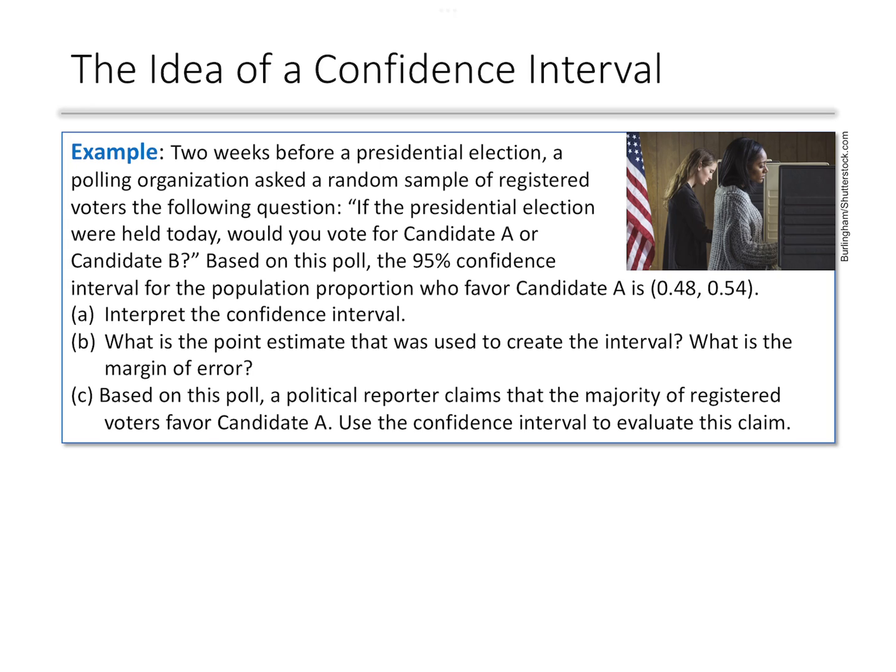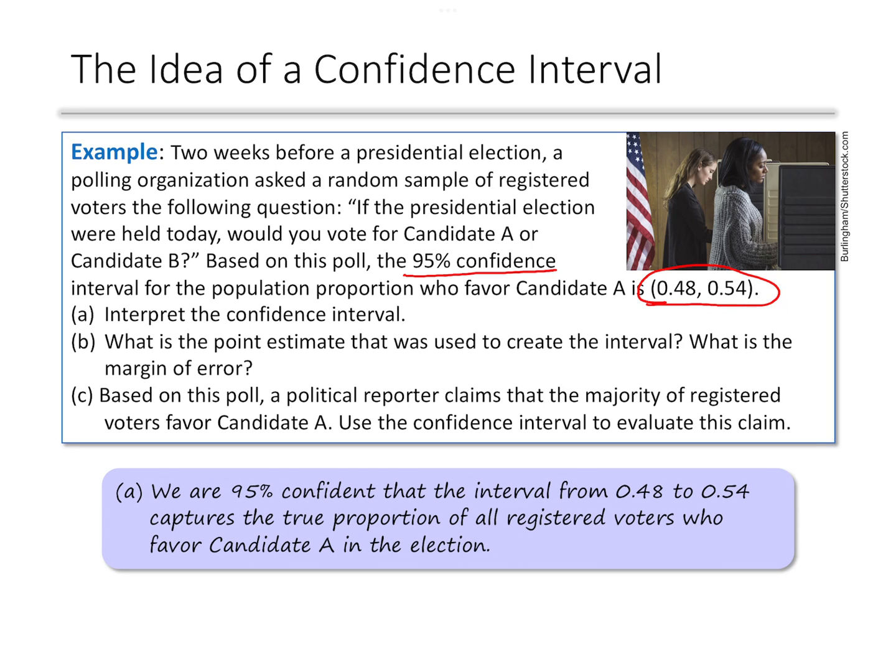If we look at an example here, we have 2 weeks before a presidential election, a polling organization asked a random sample of registered voters the following question: If the presidential election were held today, would you vote for candidate A or B? Based on the poll, we made a 95% confidence interval for the population proportion who favor candidate A. And here is our interval. Notice it's written with our parentheses. That's how we're always going to write our intervals. So part A, we want to interpret the interval. Interpreting it, we start just like that sentence I just gave you in your notes.